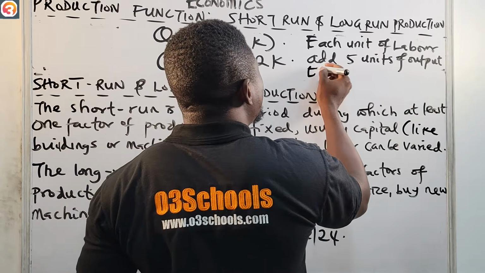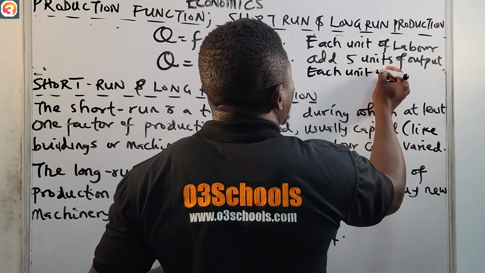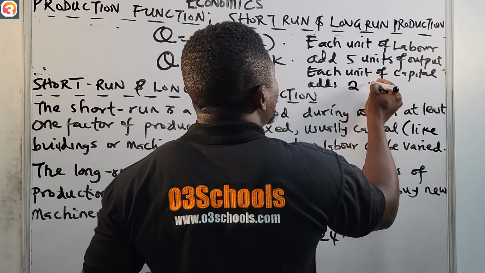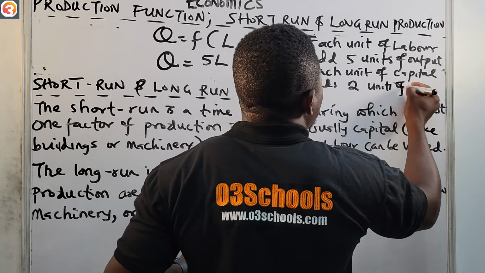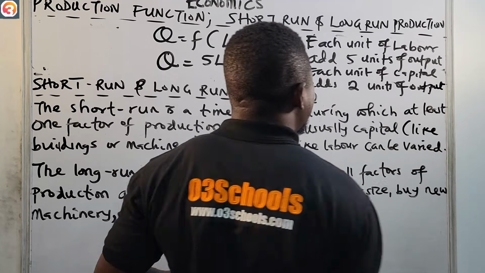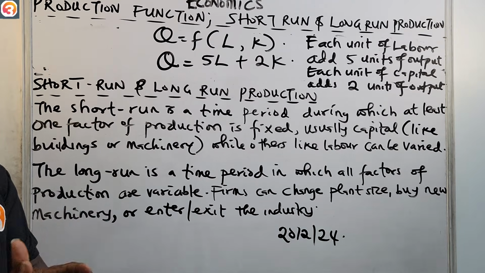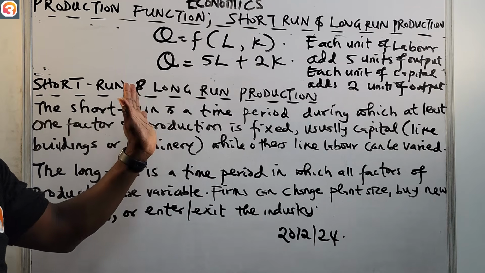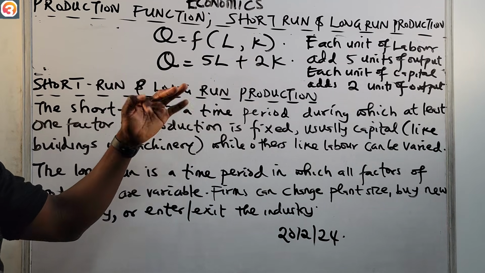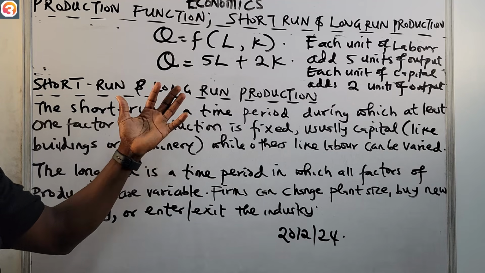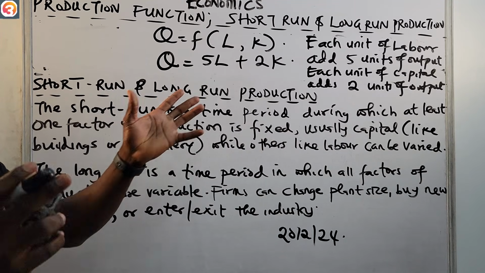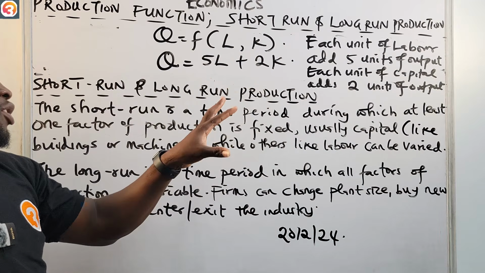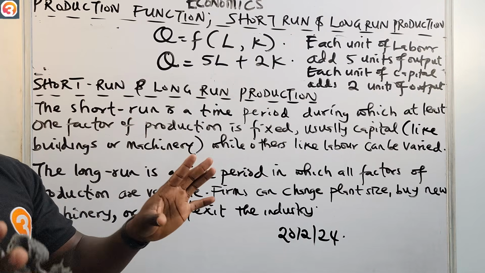It also means that each unit of capital adds 2 units of output. This is how you can interpret it. This is a production function for a factory which only uses labor and capital. This could be for the short run, because we can vary labor, but you cannot vary capital. Capital is fixed in the short run. Sorry, we'll talk about short run and long run later. Let me not get ahead of myself.